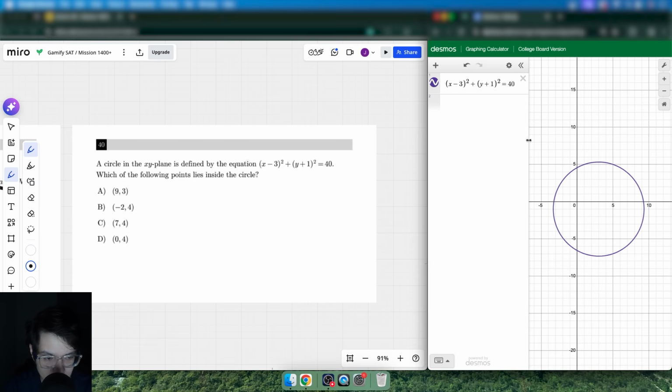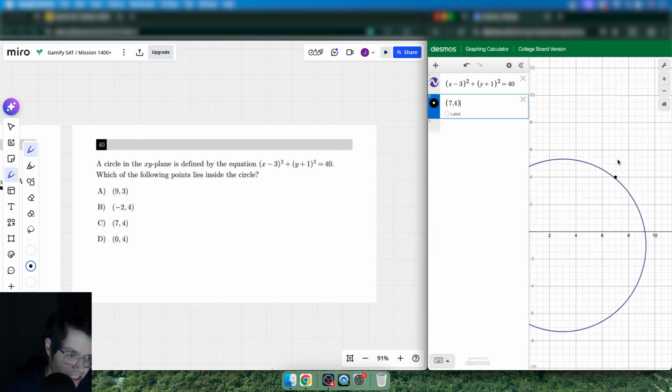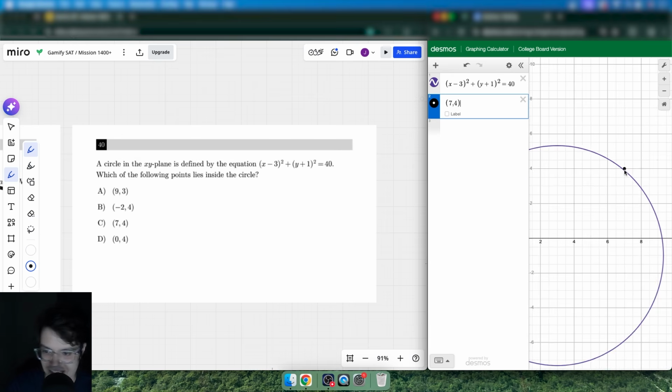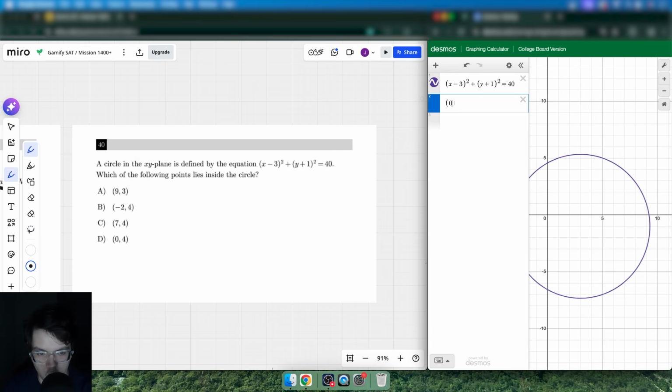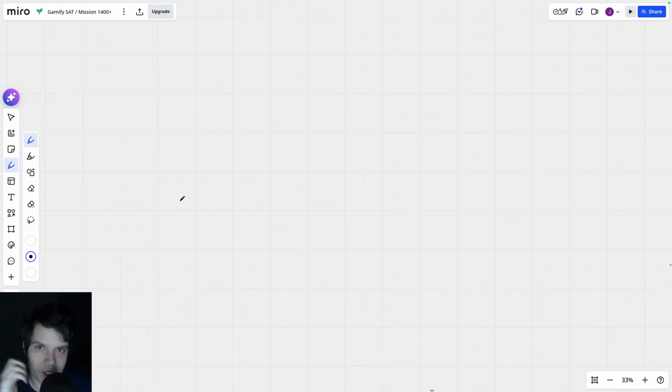We have this circle, and now we don't have to worry about distance or midpoint. We're just trying to see which point lies within the circle. So I can just go ahead and try out each of these. 9, 3, that's outside. -2, 4, that's outside. 7, 4, I guess it's barely outside. And then we have here finally 0, 4, yes, that would be barely within the circle, so therefore it would be D. Okay, here's probably the most important part of this entire video.